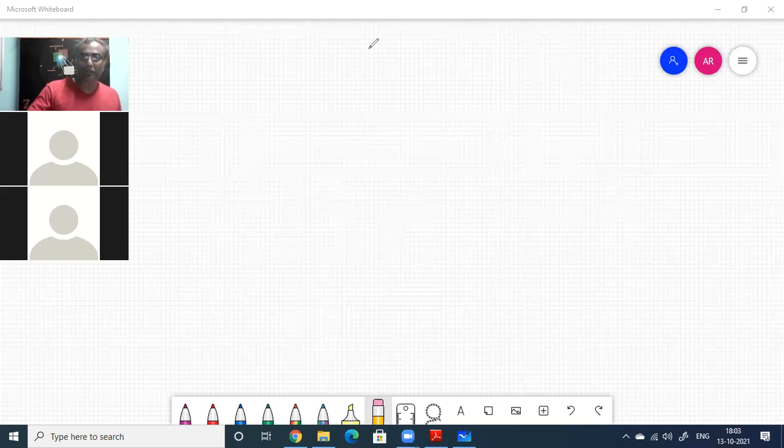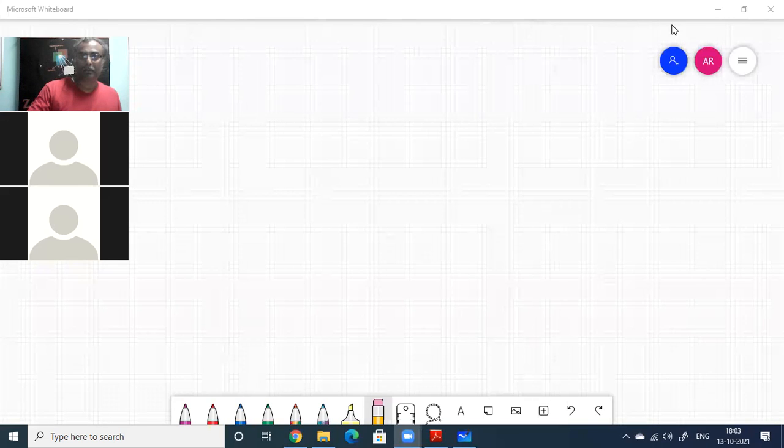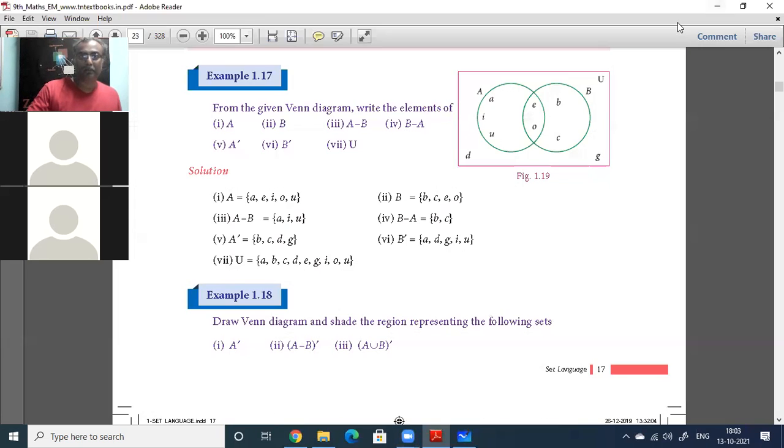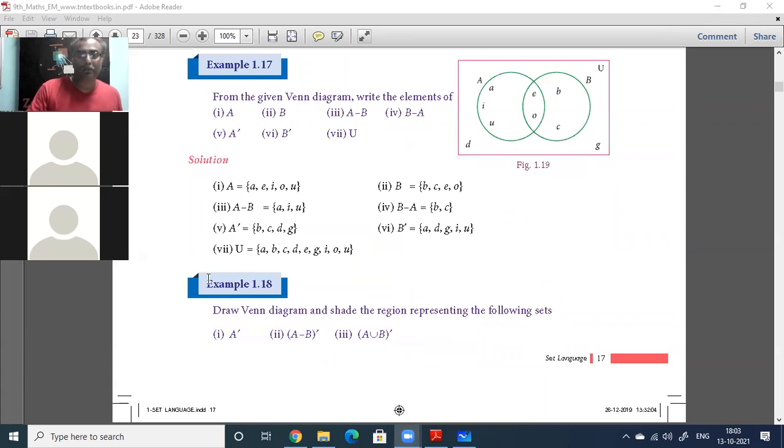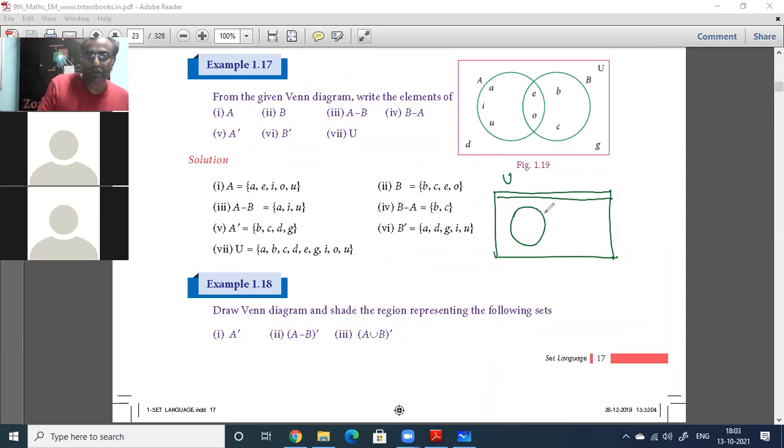Okay. Example 1.18. Now draw the Venn diagram and shade the region representing the following sets. Okay, A complement. Let me draw it for you because you did good work on the other one. This is universal set. This is A. Okay, what is A complement? Everything that is not A is A complement. This is A complement.